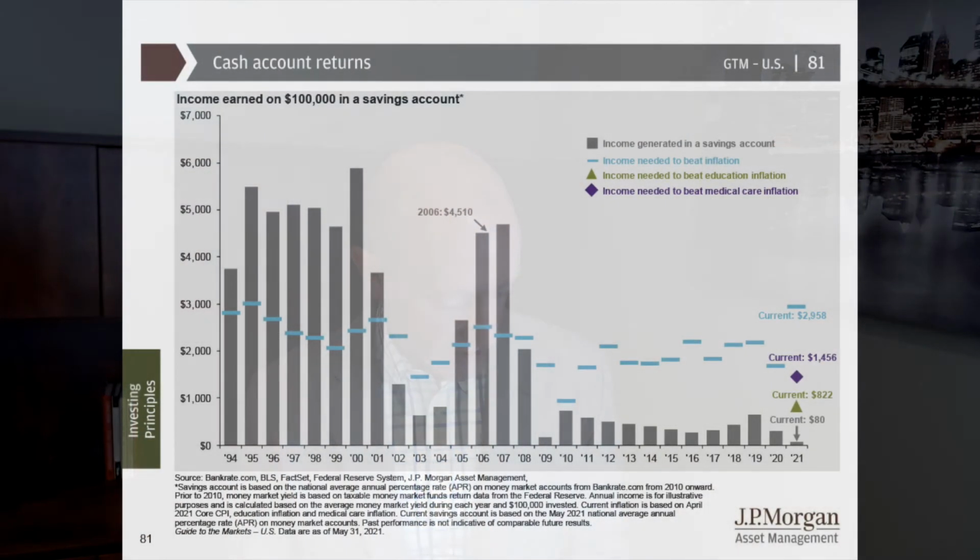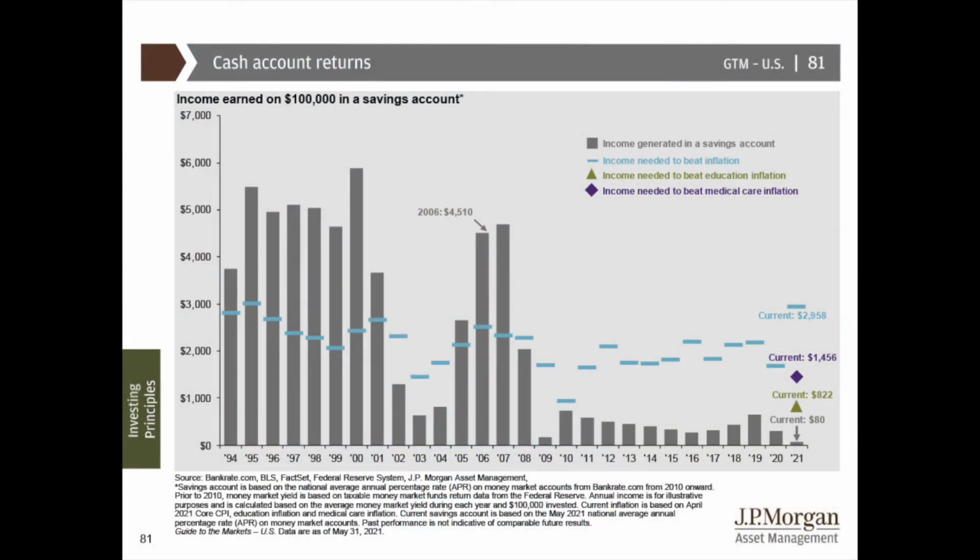This chart that you see on the screen in front of you is from a report done by JP Morgan, and this takes a look at $100,000 in the savings account and the interest you would have earned on it over the last not quite 20 years. And it compares it against the amount of income that you need to beat inflation.